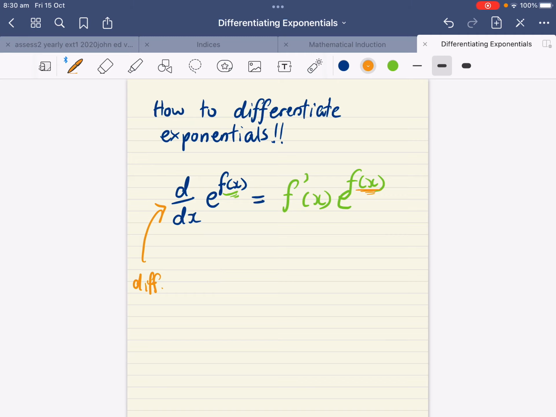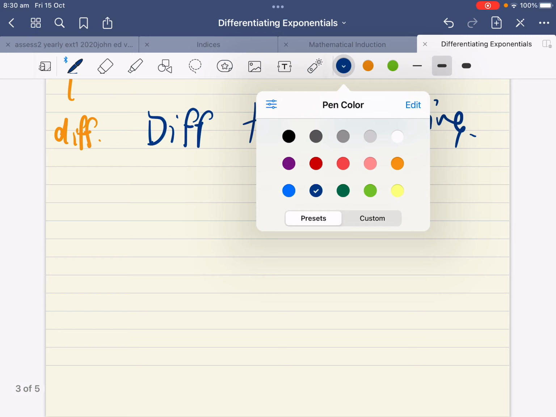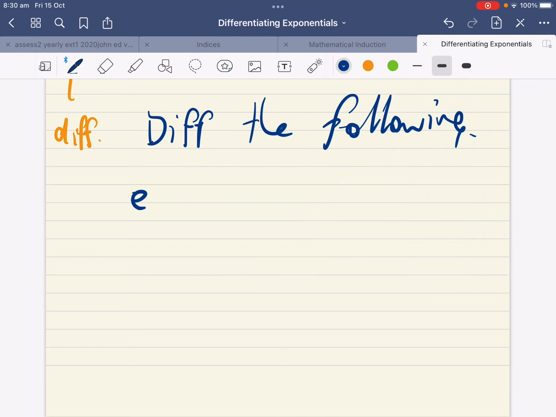Just to show how that works with a couple of simple examples, let's say you're asked to differentiate the following. Here we have e to the x squared. If you wanted to differentiate e to the x squared, you take that function up the top, which is x squared, and the very first thing you do is, in your head, differentiate that. What does x squared become? It becomes 2x. You take that down the front, and then the exponential will remain where it is, completely unchanged.